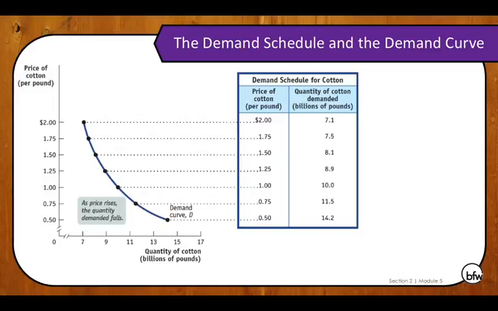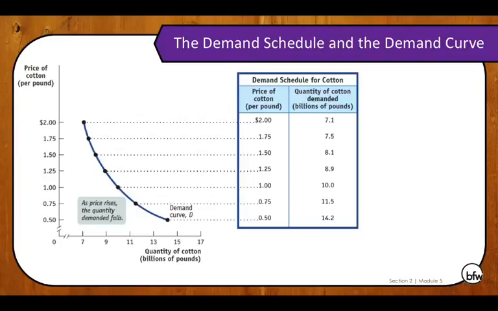This is a movement down the demand curve. So we call this movement along the demand curve, because when we move from one point on the demand curve to another point on the same demand curve, we call this a change in quantity demanded, and a change in quantity demanded is only caused by movement along the demand curve, which is caused only by a change in the price of a good.